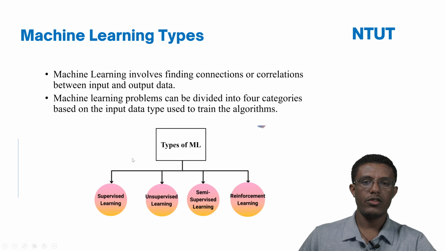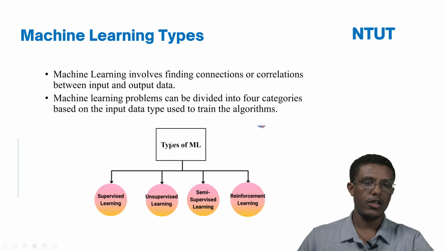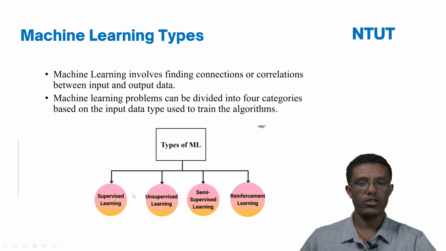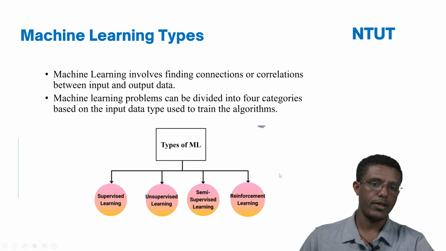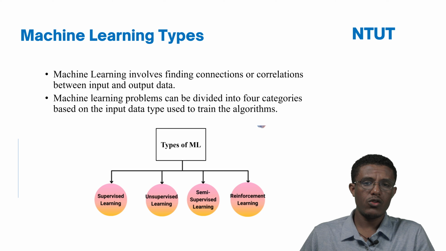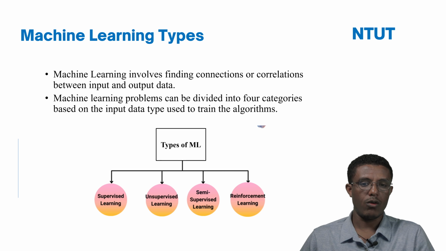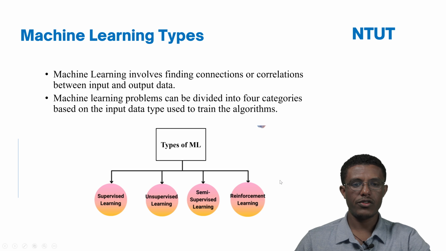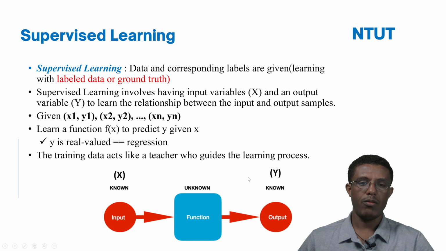Based on the data nature, there are different algorithms. Based on the data nature, the algorithms are categorized as supervised learning, unsupervised learning, semi-supervised learning, and reinforcement learning. So it depends on our problem and our data nature. We can select one of these algorithms and try to solve our problem. The next step is to look in detail at each type of algorithm. The first one is supervised learning.